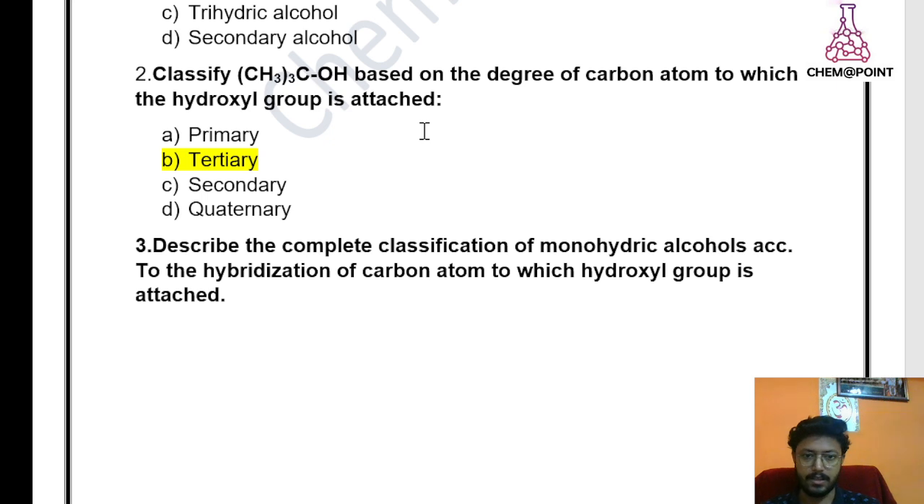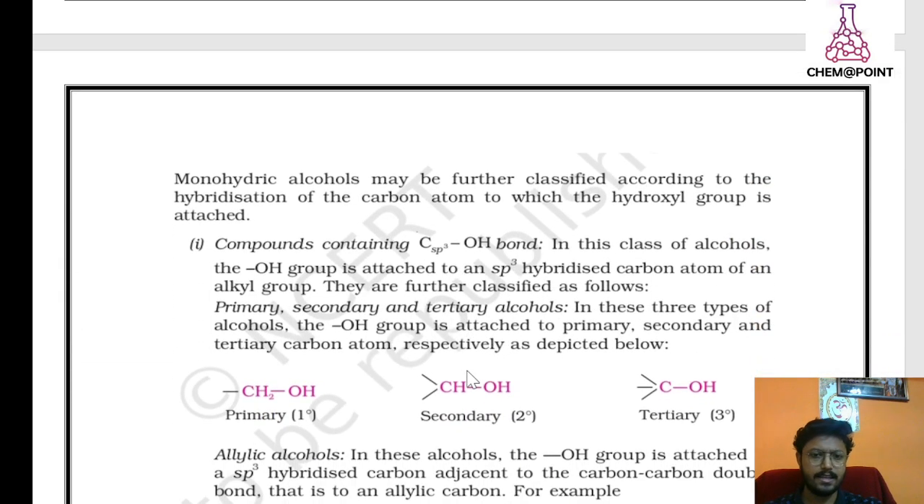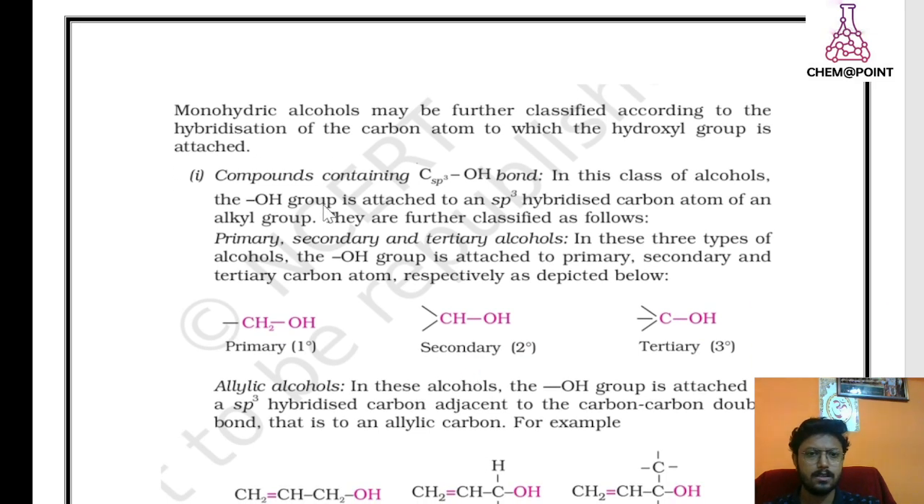Now move to question number 3. Describe the complete classification of monohydric alcohol according to the hybridization of the carbon atom to which the hydroxyl group is attached. Okay, according to hybridization. Have a look. First of all, it is from the NCERT book, I just pasted it here. So first of all, monohydric alcohols may be further classified according to the hybridization of the carbon atom to which the hydroxyl group is attached.